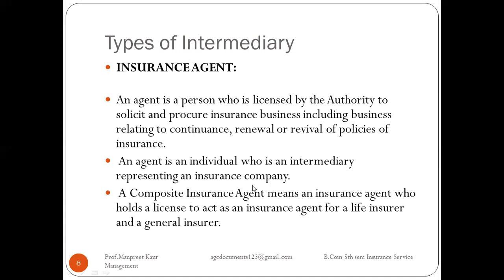In a case when an insurance company sells both insurances, that is life insurance and general insurance, they hire an insurance agent. That agent is also known as the composite insurance agent. A composite insurance agent is an insurance person who has a license so that they can perform their activity as an insurance agent for any insurance company.